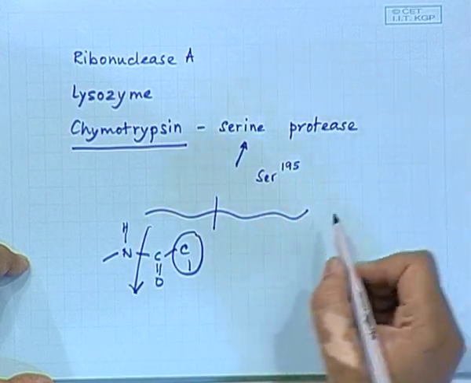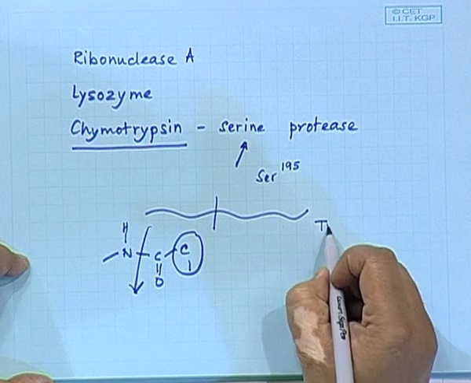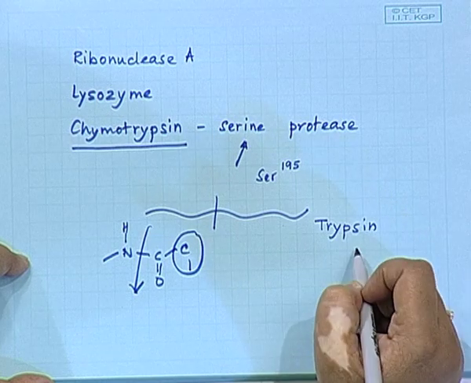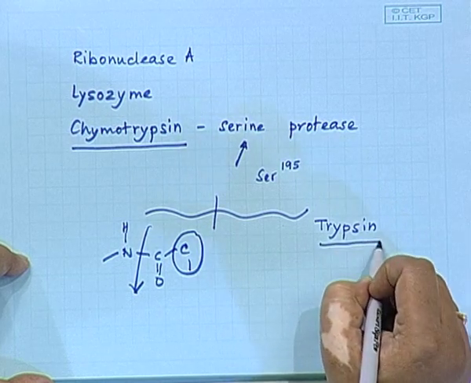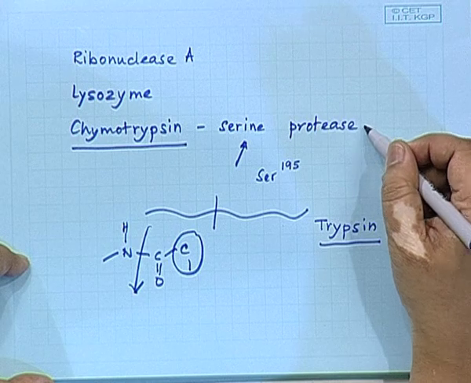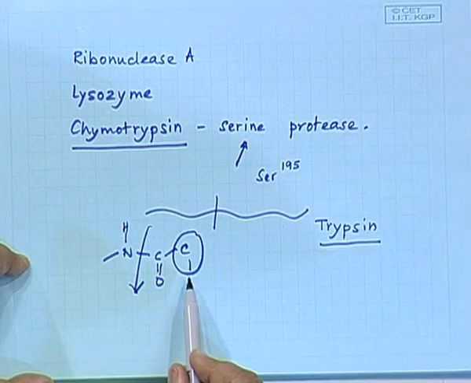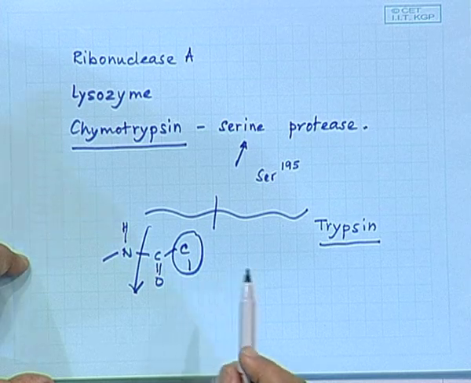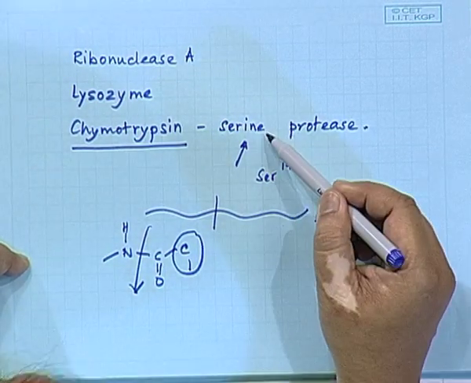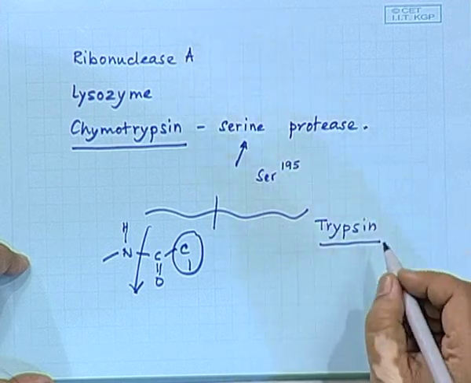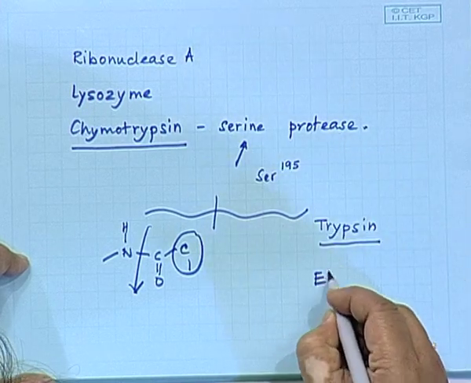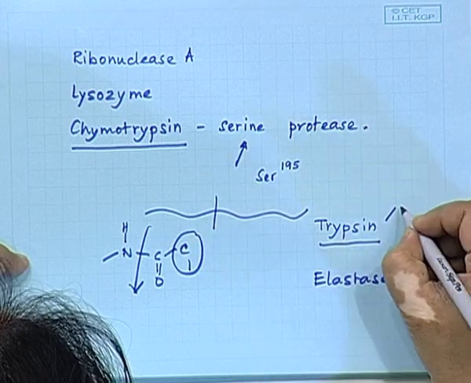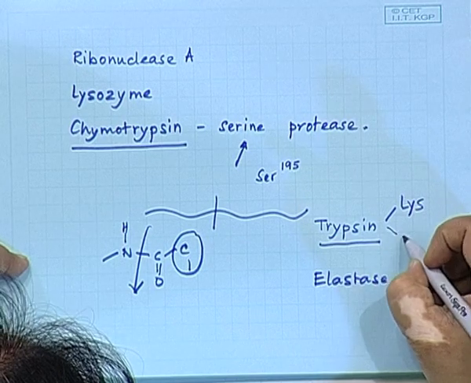When we have trypsin, trypsin is also a protease, it is also a serine protease, but it will cleave only if this is lysine or arginine. We have elastase, which is also a serine protease, it will cleave after valine and threonine. Okay. So, these are used a lot in amino acid analysis.